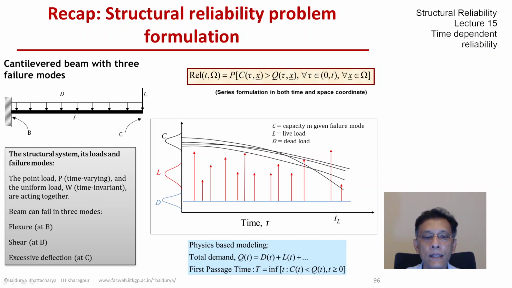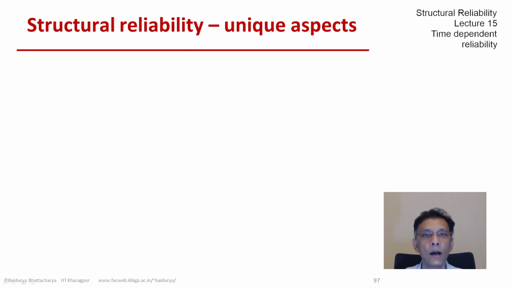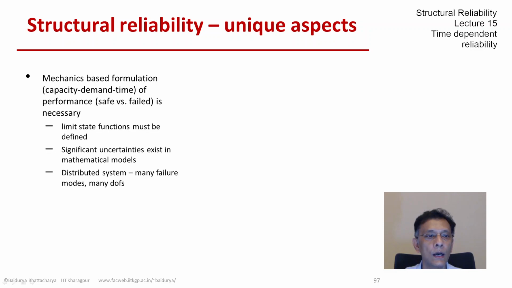So that gives me the concept of a first passage. With all this discussion, we are now able to list what makes structural reliability a bit different from what is often discussed in general reliability engineering. First of all, our formulations are almost always mechanics based, which is known as a capacity-demand type formulation. That's what we call a limit state of performance.